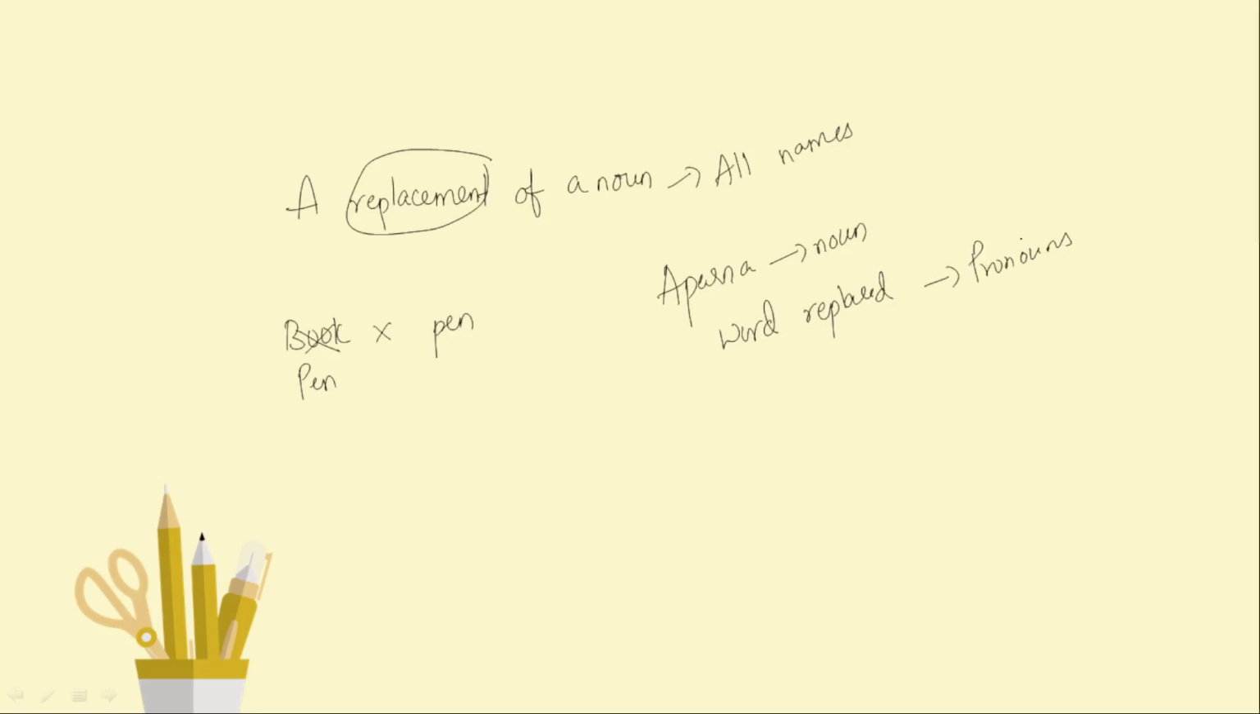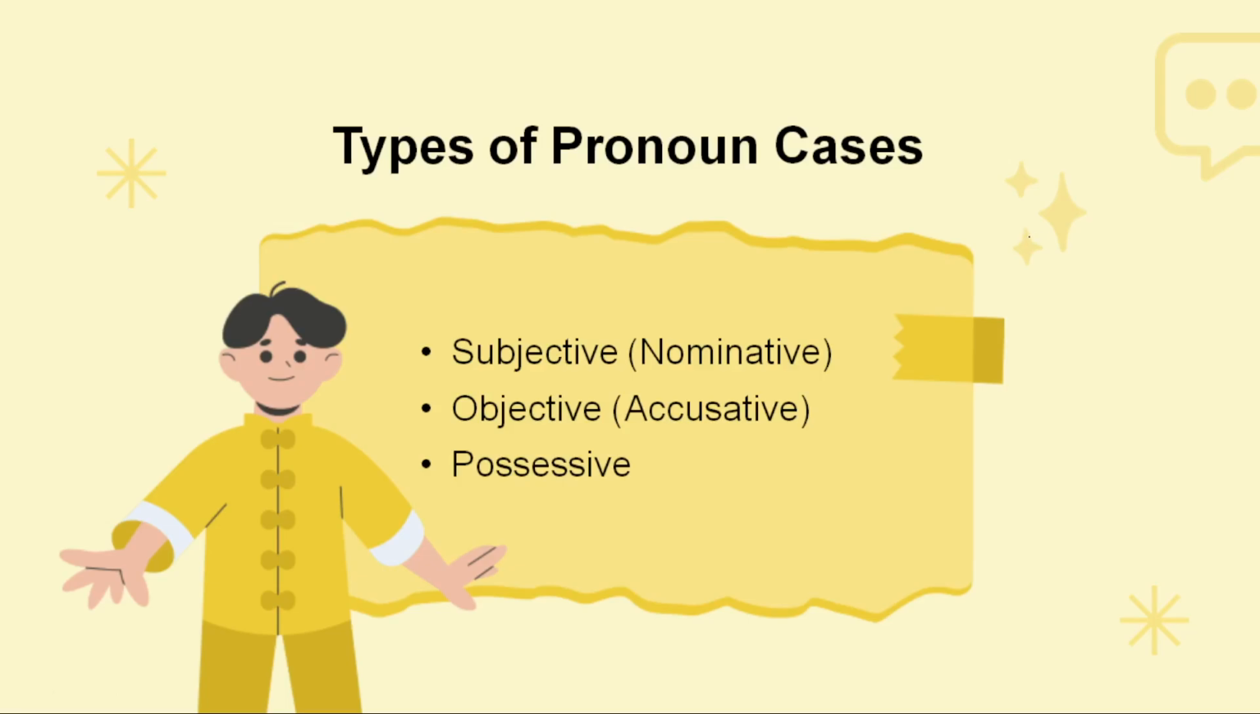Okay, so let us see what a pronoun is and how many types of pronoun cases there are. There are three very important pronoun cases: subjective, objective and possessive. Don't worry about the names. It is very easy. So stay until the end and watch the video completely so that you will be able to understand very clearly.